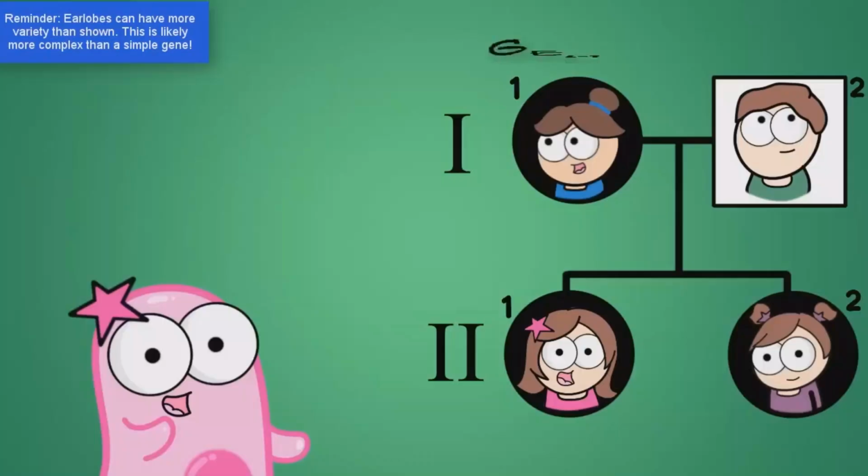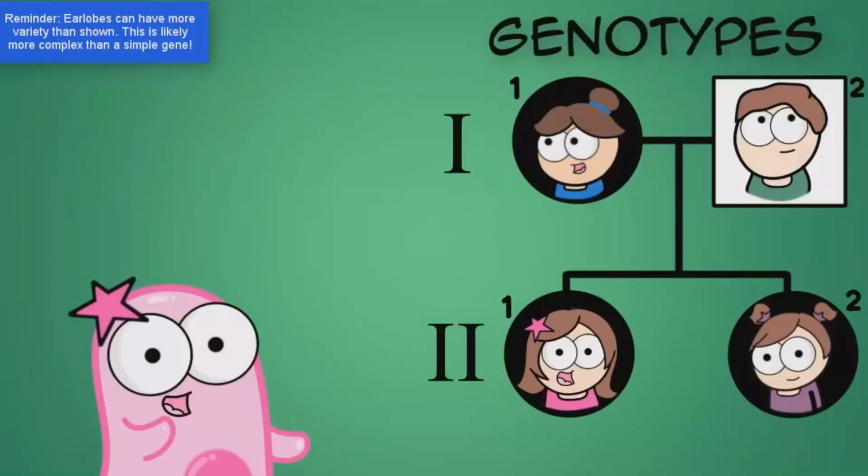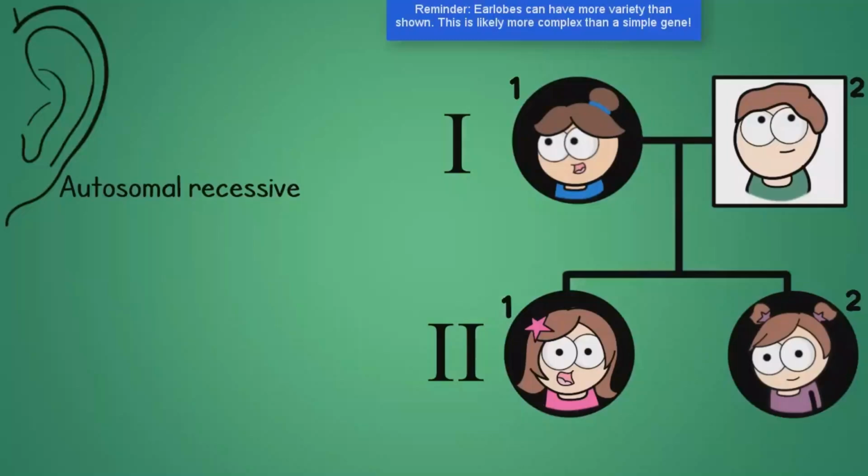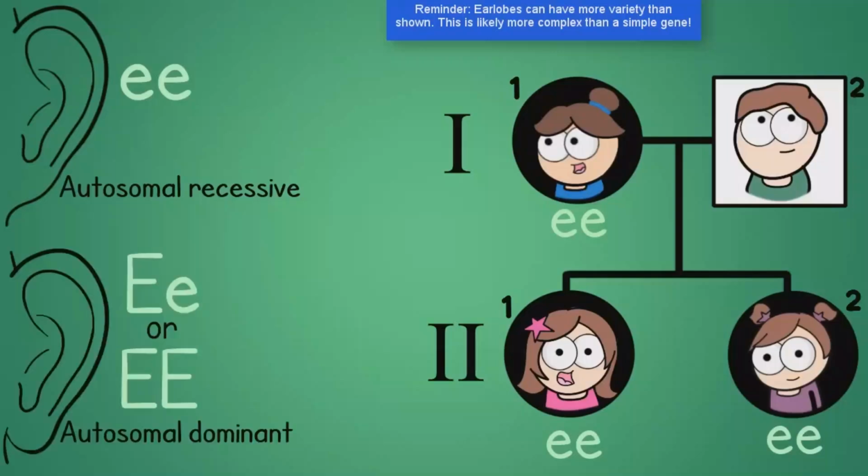So if we were to put the genotypes next to each of these shapes, what would they be? Well, the shaded ones would be easy, because we just mentioned that attached earlobes is the trait we're tracking, and it's an autosomal recessive trait. So if we use the letter E, then these shaded shapes must be lowercase e, lowercase e. With any capital dominant letter, the individual would have to have free earlobes and not be shaded.